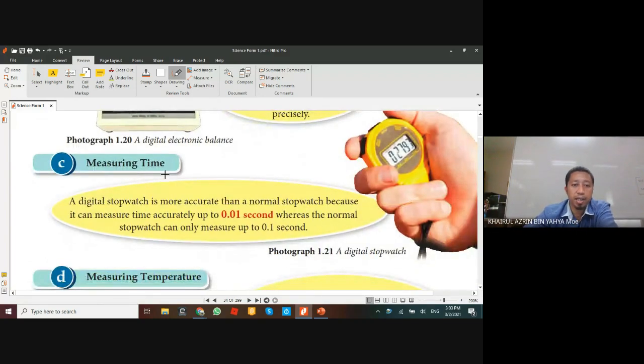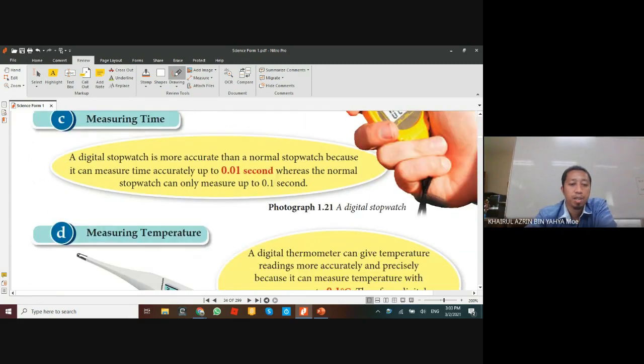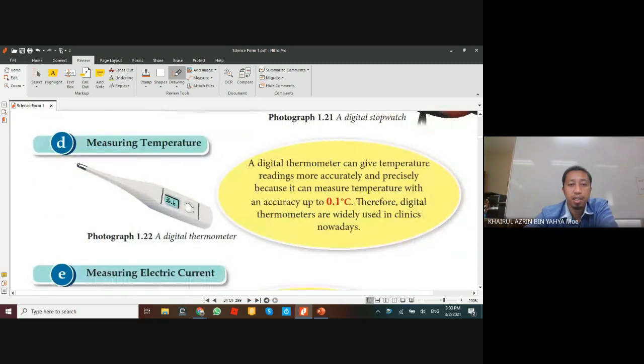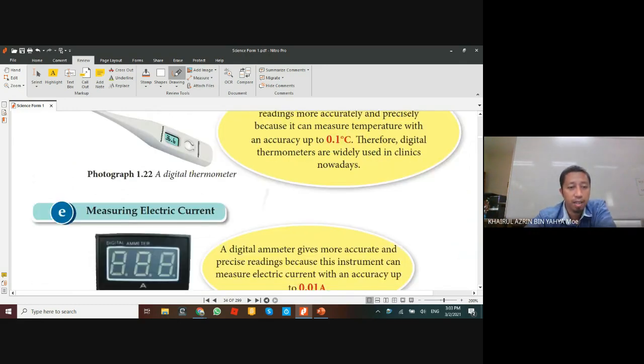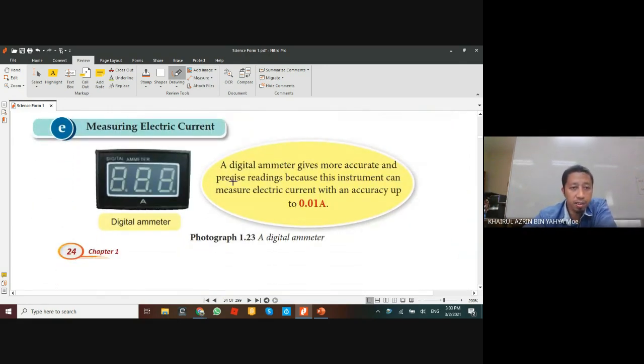Next, measuring time. We also have a digital stopwatch, more accurate than a normal stopwatch because it can measure time accurately up to 0.01 second, whereas the normal stopwatch can only measure up to 0.1 second. Same goes to measuring temperature. Nowadays, we have a digital thermometer. It's more precise, accuracy up to 0.1 degree Celsius. We also have a measuring electric current in digital. We call it a digital ammeter.